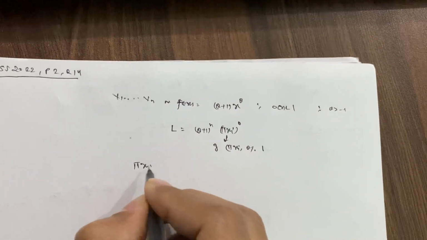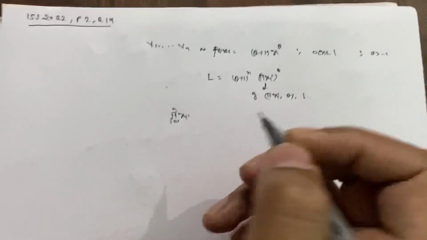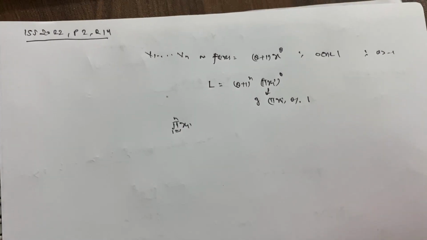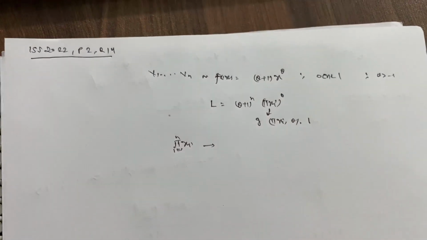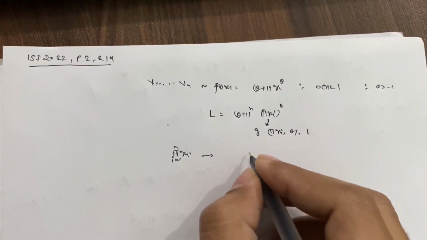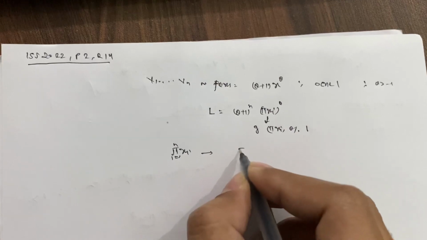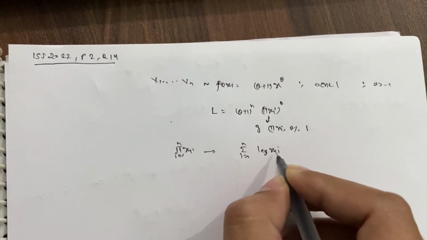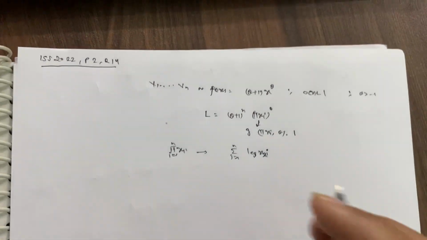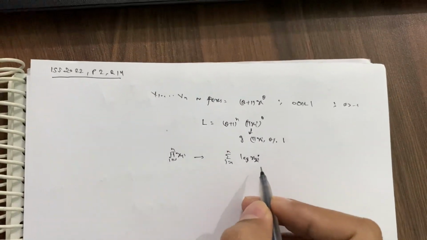But now again use the invariance property of sufficient statistics. If we take the log of this, then that will also be a sufficient statistic. So take the log of this. This will be the sum from i equals 1 to n of log xi. So this will also be a sufficient statistic.